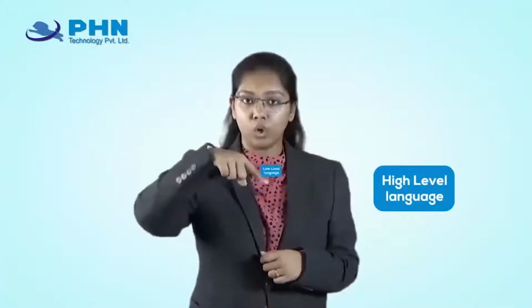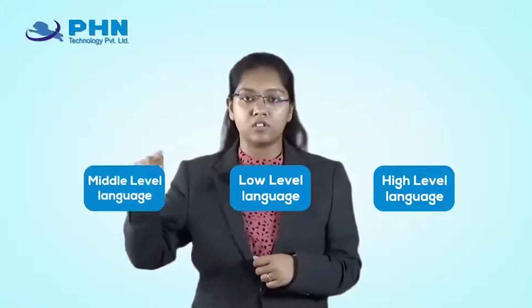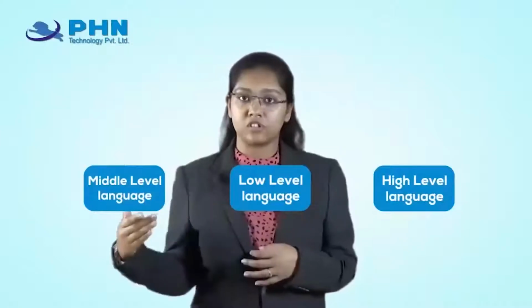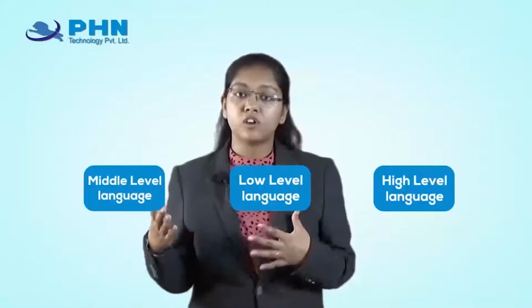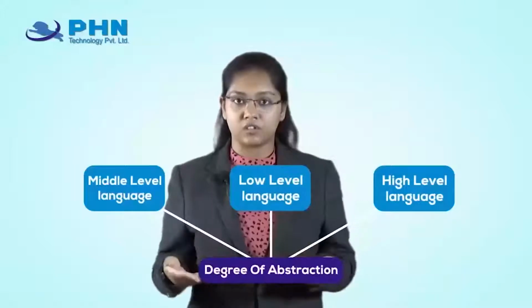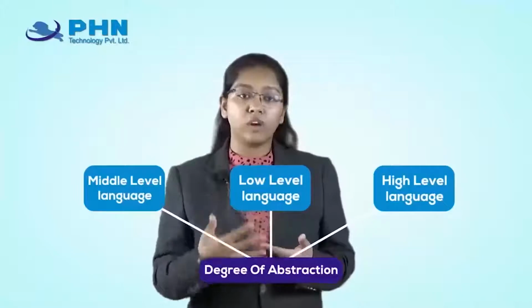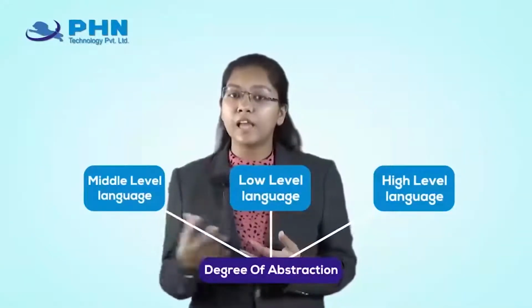Now second, C is known as a middle level language. What do you understand by middle level language? Every programming language is bifurcated into different levels, that is high level language, low level language and middle level language. These languages are bifurcated because of their degree of abstraction. This degree of abstraction decides the level of a particular programming language.